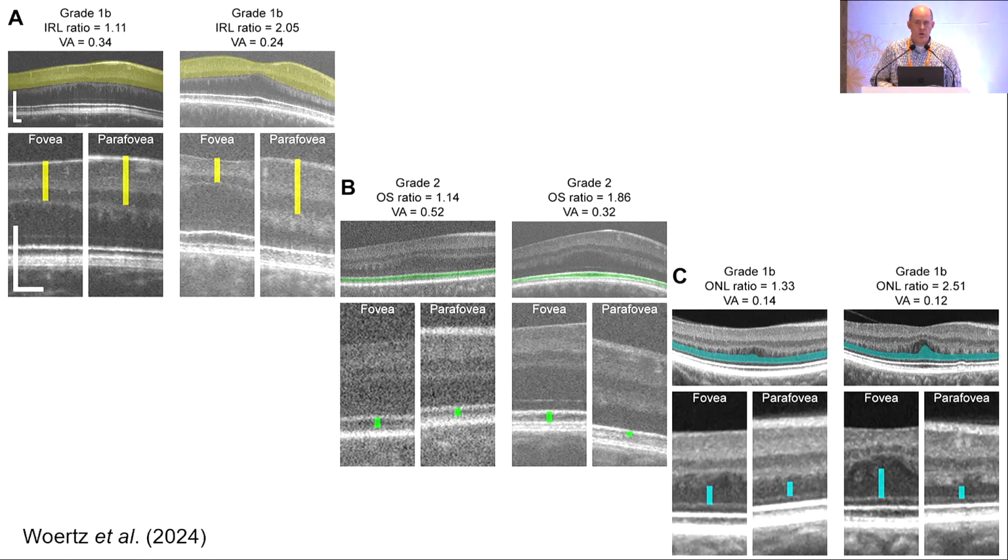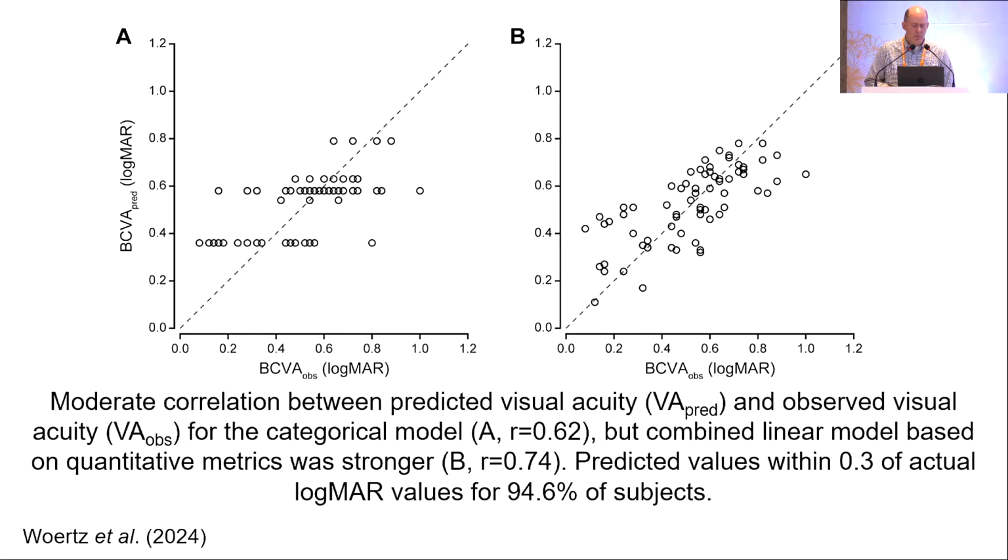And so we sought to incorporate this into a new grading scheme where we looked at the inner retinal layer excavation, the outer segment elongation, as well as the outer nuclear layer thickening at the fovea. And so when we do this, we get slightly better predictive value. Shown on the right in panel A is the predicted visual acuity from the Leicester grading scheme compared to that's observed. And on the right is the quantitative grading scheme where we actually measure all the foveal specializations, and you can see that the predicted values improve to a 0.74 R value, and 94.6% of subjects had predicted values within 0.3 logMAR values.